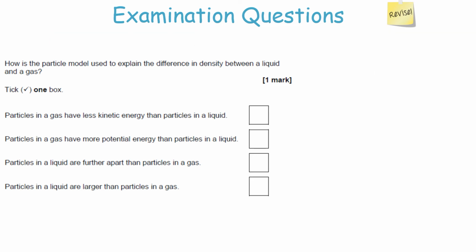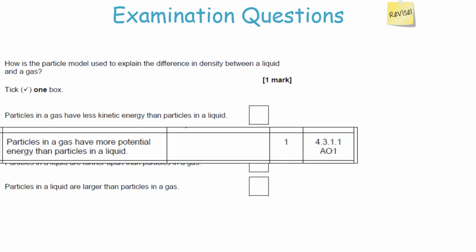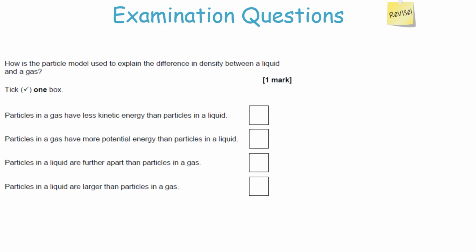Well, again, it's very important to understand why you get different densities, and it's the idea that the particles in a gas have more potential energy than particles in a liquid. That's an important idea to understand, because if you look at the particular options, particles in a gas have actually more kinetic energy than particles in a liquid. Particles in a liquid are further apart than particles in a gas. That's not true. The gas particles are more spread out. And the particles in a liquid are larger than particles in a gas. That's fundamentally incorrect as well.